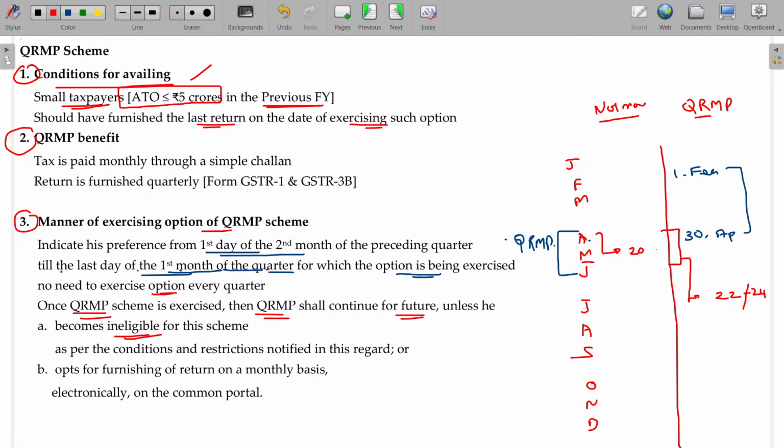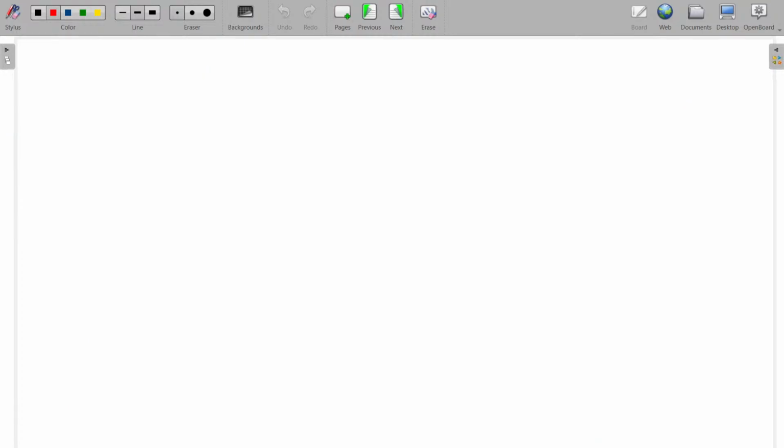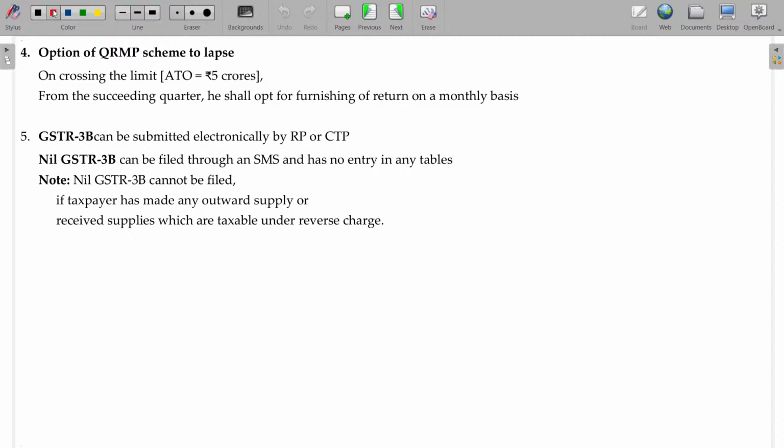What is the ineligibility? The moment he crosses the limit, or the moment the payment exceeds the limit of 50 lakhs, or he himself opts for furnishing the returns on a monthly basis electronically, saying, sir, I don't want this one, I will go for the regular. In that case, he automatically comes out from the QRMP scheme. Now, the option of the QRMP scheme lapses when? Same 5 crores. The moment his aggregate turnover crosses 5 crores, succeeding quarter onwards, he has to go for the monthly basis.